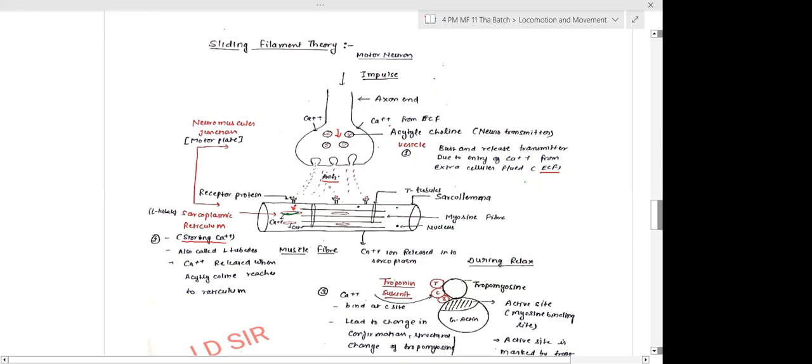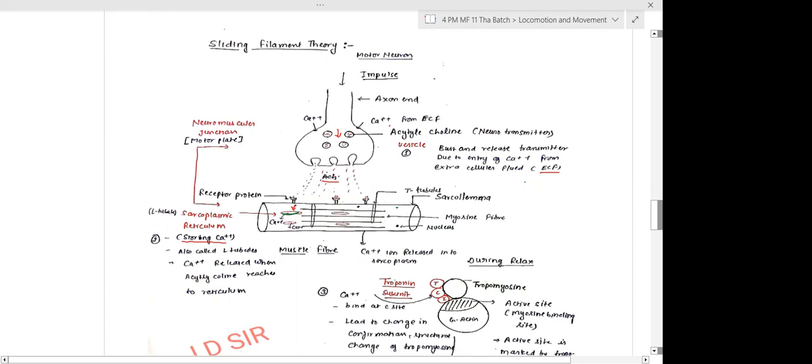Now, what will happen? Acetylcholine will be released from the axon, and this acetylcholine will be received by these receptors. When acetylcholine is received by the receptor, it reaches inside. Then what will happen? The sarcoplasmic reticulum, which has stored calcium ions, they are also called L-tubules. Calcium ions are released when acetylcholine reaches the reticulum. Clear?